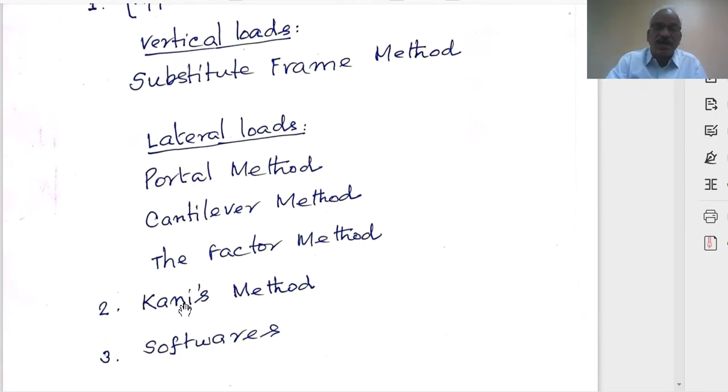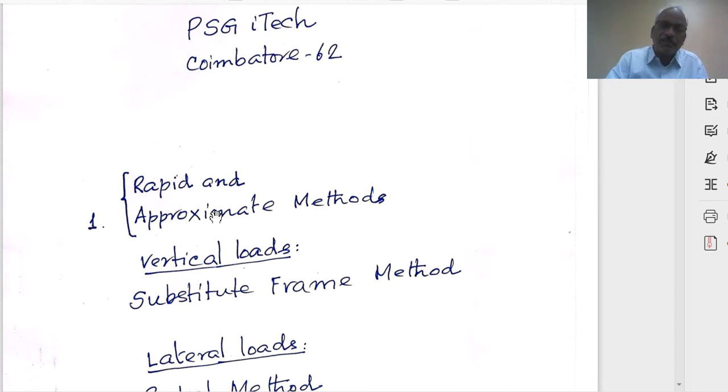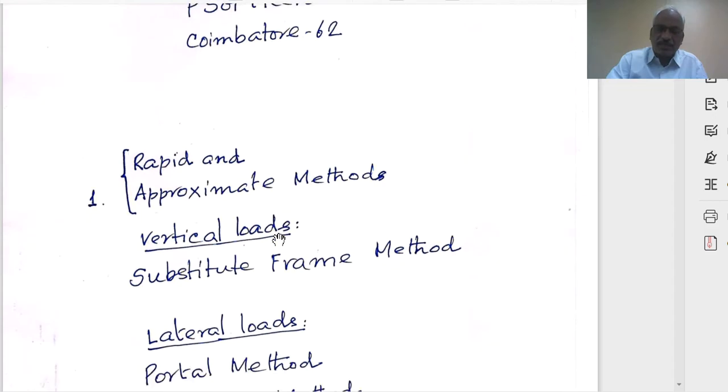The other one is Kani's method. So Kani's method, in a single cycle we will be able to analyze the whole building. So Kani's method is an iterative technique. So this is also very useful for the analysis of building frames. The third one is that of softwares. So in this lecture we are going to discuss the rapid and approximate method, namely substitute frame method for buildings subjected to vertical loading, right?